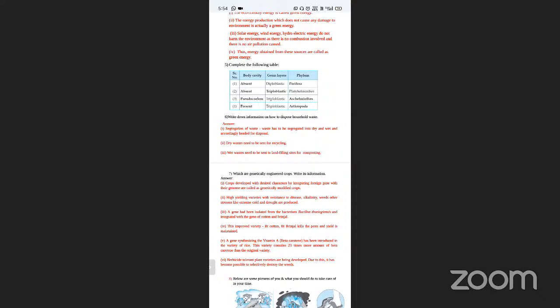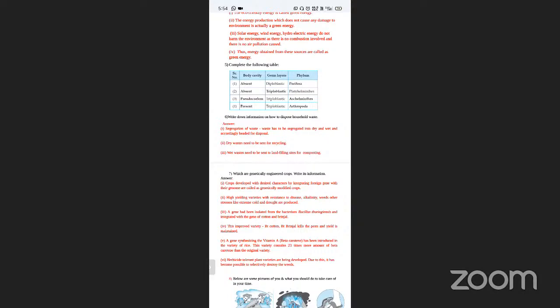Second one: body cavity is absent, germ layer is triploblastic, and the phylum is dash. The phylum is Platyhelminthes. Then the third question: body cavity is pseudocoelom, germ layer is dash, and phylum is Aschelminthes. So the germ layer is triploblastic.